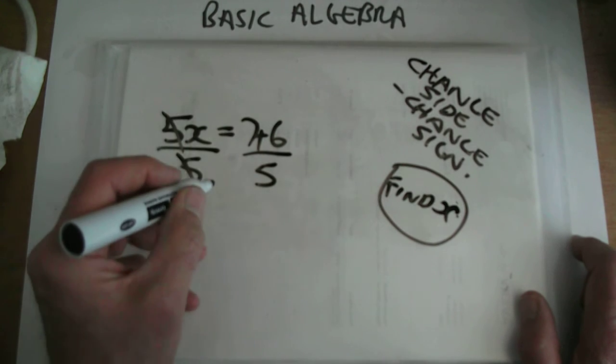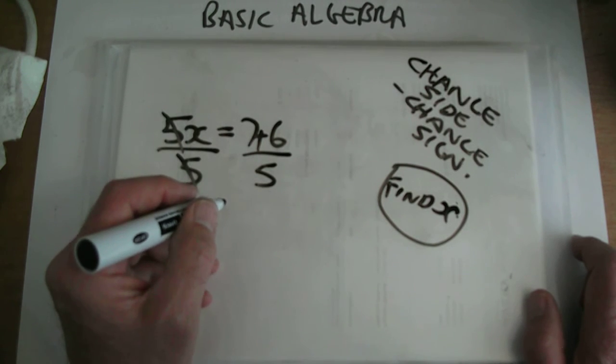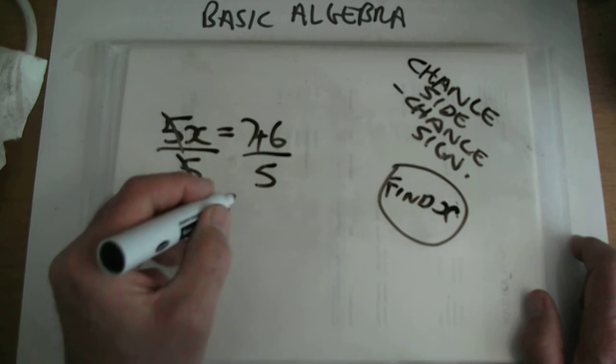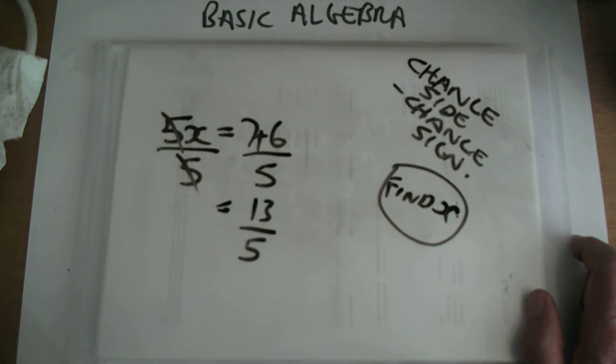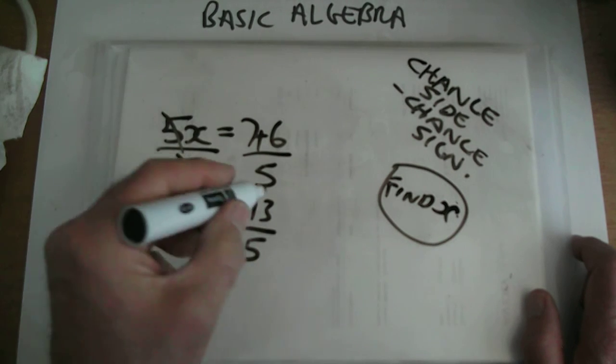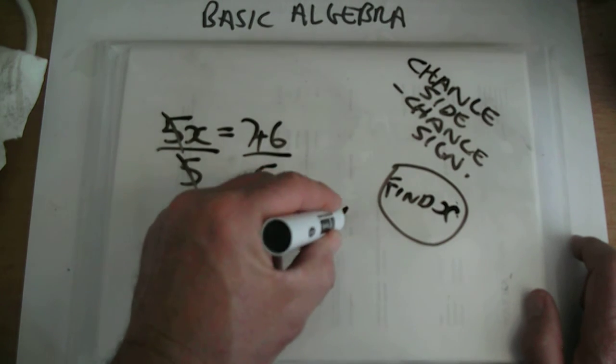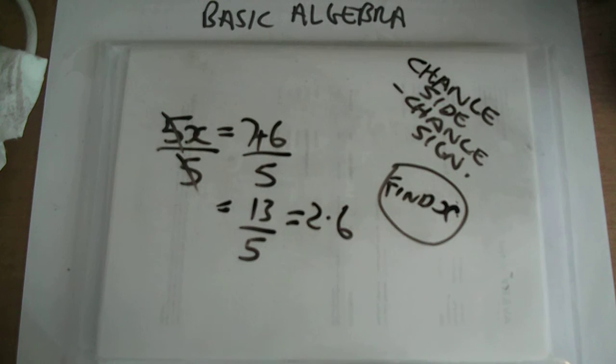7 and 6 is 13. So that becomes 13 over 5. And if you get your calculator out, that becomes 2.6. Okay.